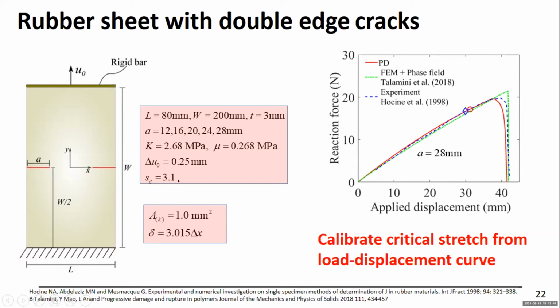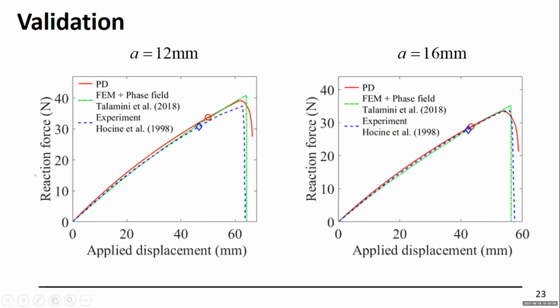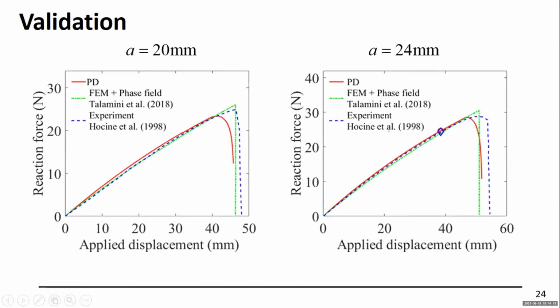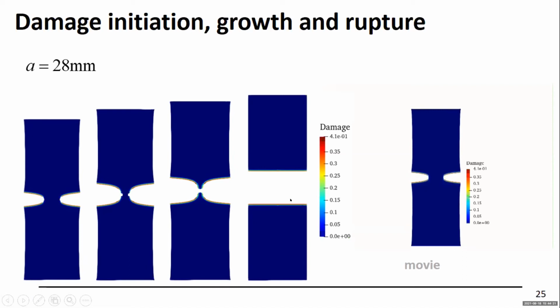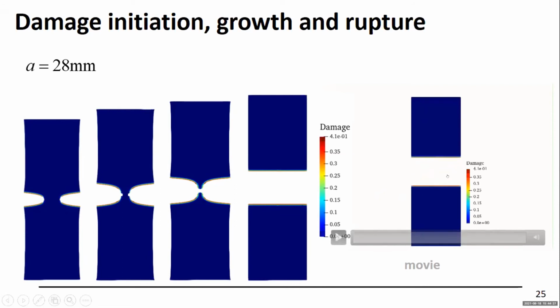And then after we calibrated this, for the others, the remaining 4, we use the same critical stretch and predict reaction force versus applied displacement. And that's what we get. So reaction force, applied displacement for 12, 16. So they're fairly close to each other with the experiments, and also another approach given by Talamini. They use finite element method coupled with phase field. And again, for 20 and 24, they're pretty consistent. So here I have a, as you can see here, basically the crack starts opening up and then keeps opening, and then it goes through the stretch deformation, it basically ruptures.